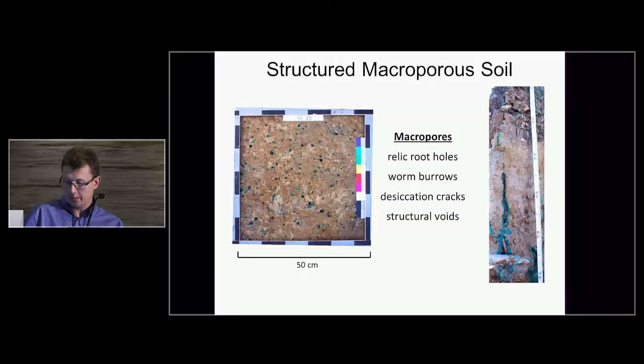So this is macroporous soil. This isn't the exact soil from the site, but it's typical of the site. It's kind of like a Swiss cheese where you've got these abundant vertical worm burrows that create very rapid transport conduits for surface applied solutes to get down into the subsurface. And at the site at Winchester that I'm talking about, these features consist of root holes, worm burrows, desiccation cracks, and structural characteristics within the soil.